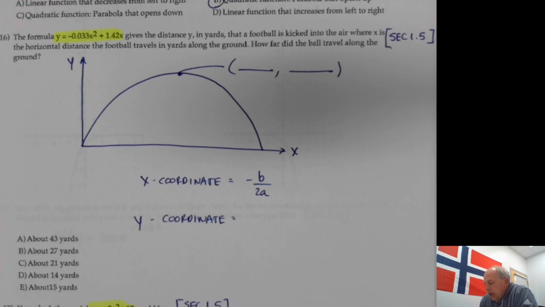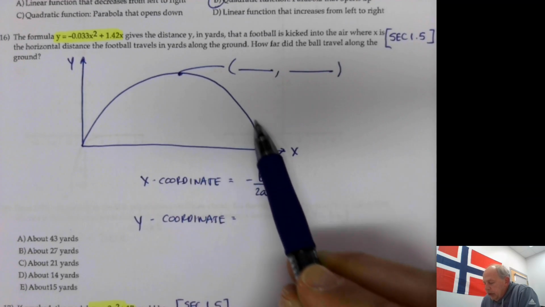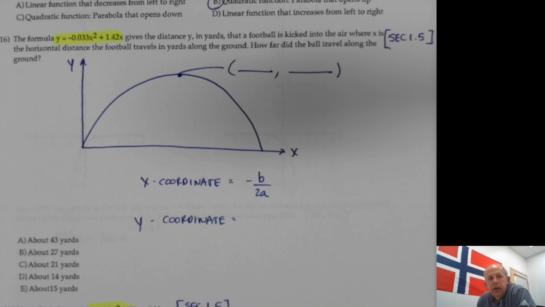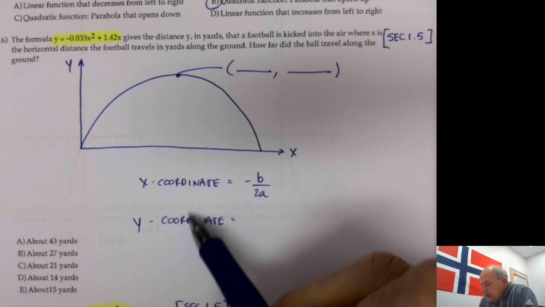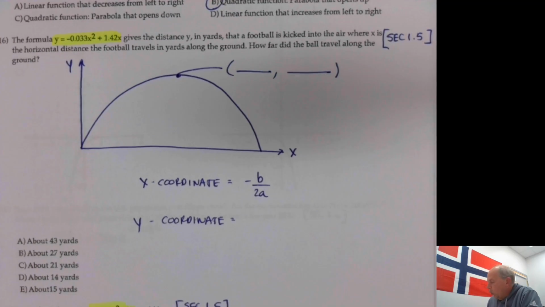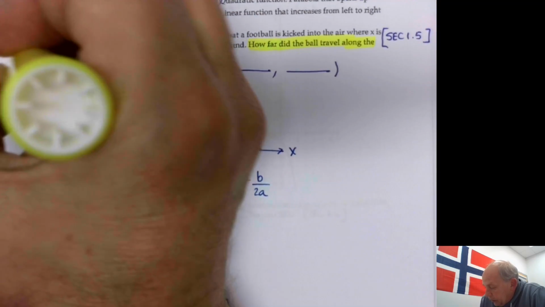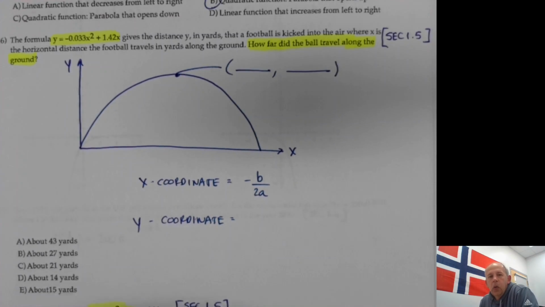So what we do, we have a football that's been kicked in the air. Because of gravity, it's going to be following a projectile motion quadratic model, a parabola that opens down because of gravity. Here is our model. We need to find the x and y coordinate because we want to find how far the ball travels along the ground. So we have to find the vertex, and the vertex has an x and y coordinate.